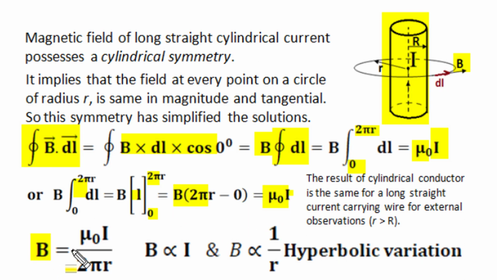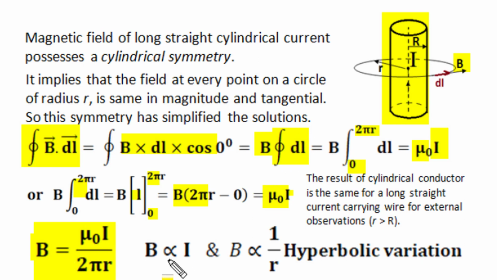and simplification fetches the result B is equal to mu 0 I upon 2 pi r, and this expression is the same as if this cylindrical current is concentrated at the central axial wire position. So for all external positions, a cylindrical conductor and a line conductor produce an identical amount of magnetic field for the same amount of current and the same radial distance.